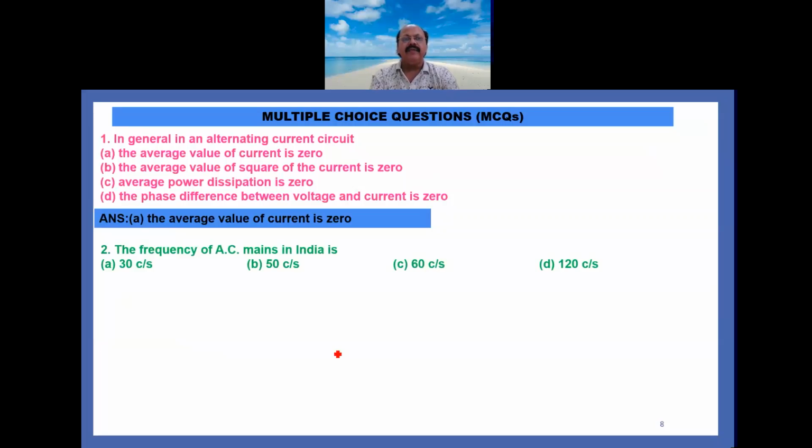Second one is, the frequency of AC mains in India is, options are here. A, 30 cycle per second, B, 50 cycle per second, C, 60 cycle per second, D, 120 cycle per second. In India, all the instruments work on the frequency of AC, which in India is 50 cycle per second. So your answer B is correct.